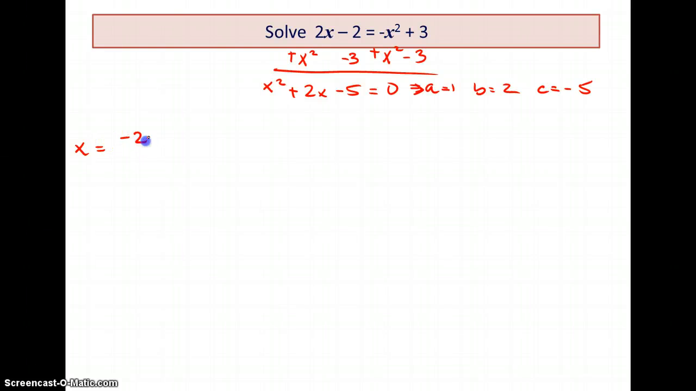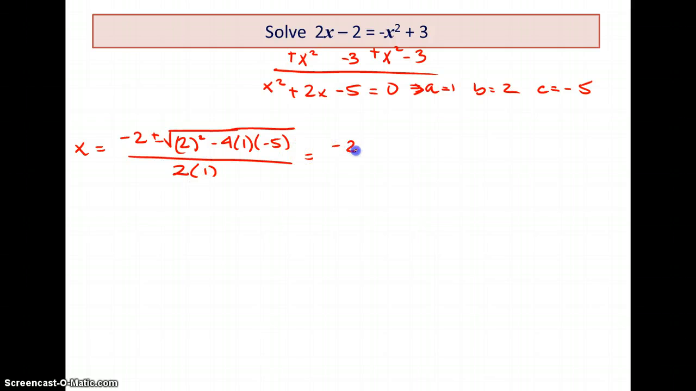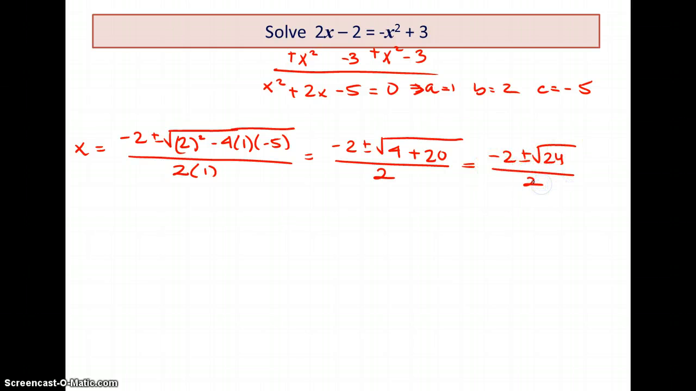Negative b, so that's minus 2, plus or minus the square root of b squared, so that's 2 squared, minus 4a, which is 1, c, negative 5, all divided by 2a, so 2 times 1. Negative 2 plus or minus the square root of 2 squared, which is 4, minus 4 times 1 times negative 5, I'm doing it in my head, don't even worry about it, is positive 20, all over 2. So this is negative 2 plus or minus the square root of 24, all over 2.